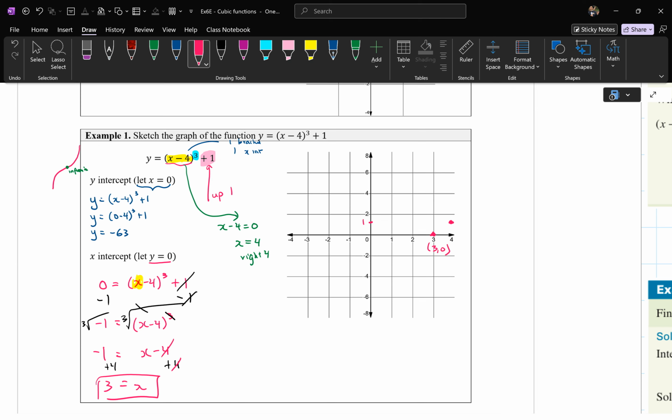Inflection point I've already put in. And I know that this is a positive shape because the number in front, or if you cubed the x, it's a positive x cubed. So it's always going to go up rather than going down. Okay. So if I were to draw it, I know the shape must look something like this. And unfortunately, you can't see the y-intercept because it's too low. It's at negative 63. So it's really, really down.